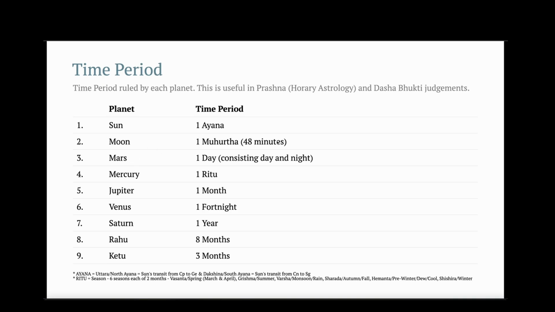Moon's is 1 muhurta, that is 48 minutes. Mars's time period is 1 day, consisting of both day and night. Mercury's time period is 1 ritu, which means around 2 months, because in Vedic astrology there are 6 ritus and each ritu is of 2 months. The 6 ritus are Vasanta, that's spring; Grishma, summer; Varsha, monsoon; Sharada, autumn; Hemanta, pre-winter; and Shishira, winter. Jupiter's time period is 1 month, Venus is 1 fortnight, Saturn is 1 year, Rahu's 8 months, Ketu's 3 months.